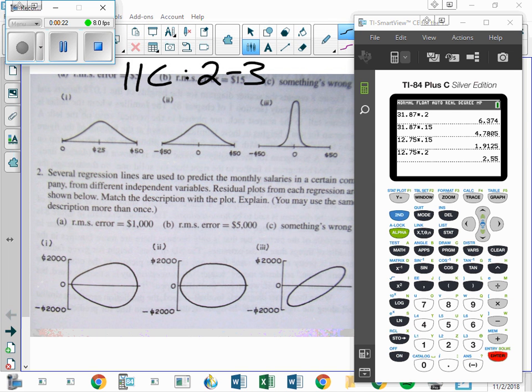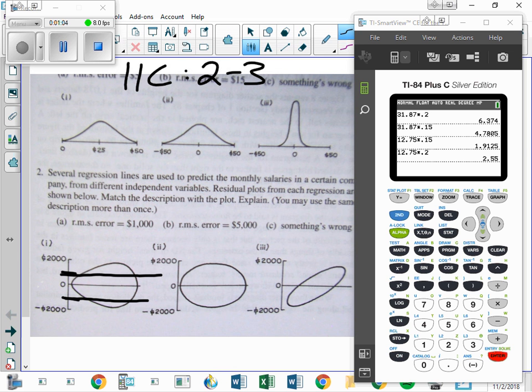So A has an RMS error of 1,000. What does having an RMS error of 1,000 mean? So it's the average distance from the point to the regression line would be 1,000. Visually, what does it mean? How are we going to decide which one has an RMS error of about 1,000? Well, if we go up 1,000 and down 1,000 and draw those lines, I should capture about 2/3 of the people.